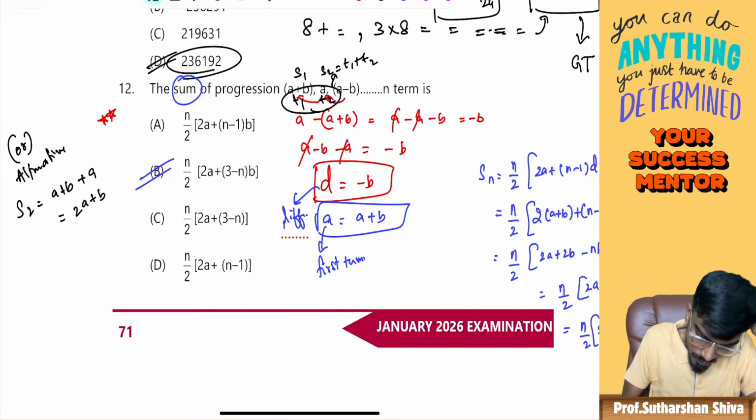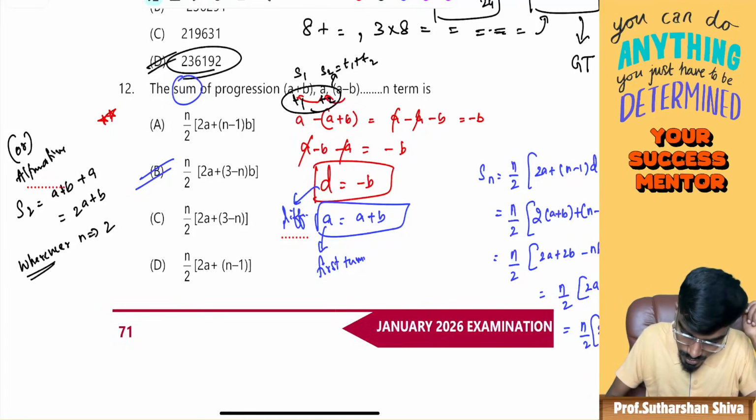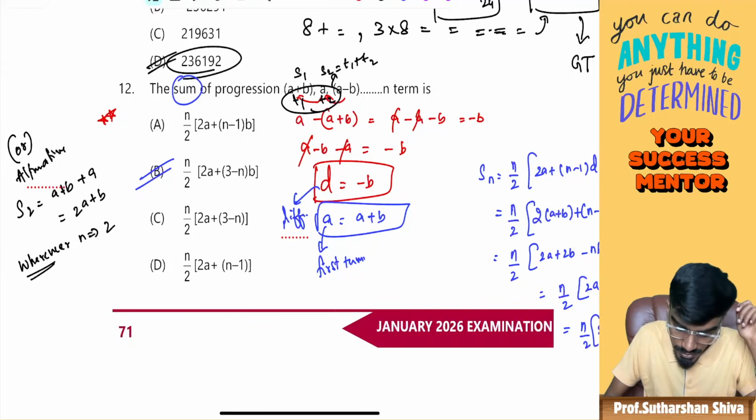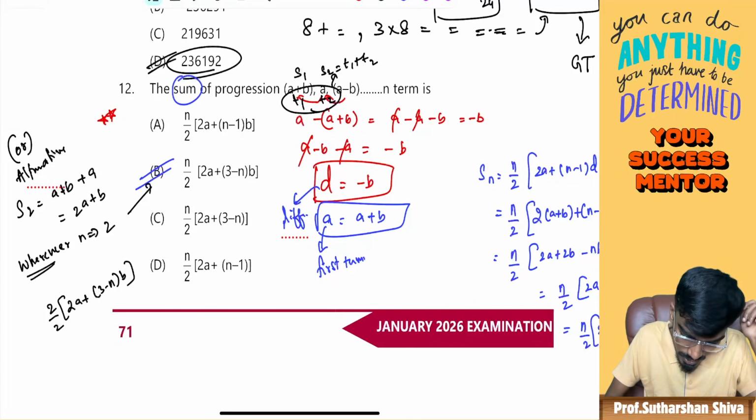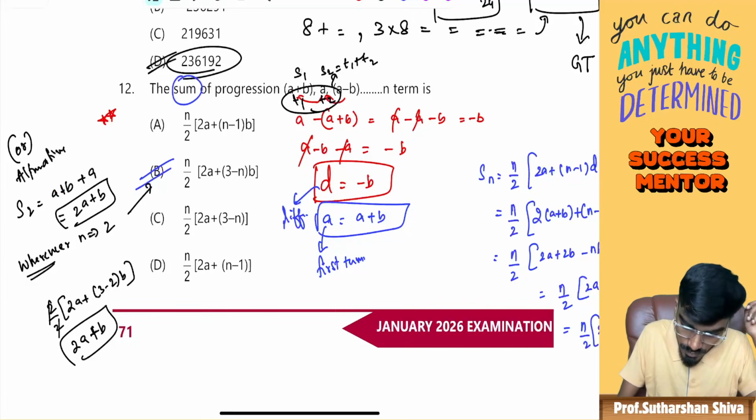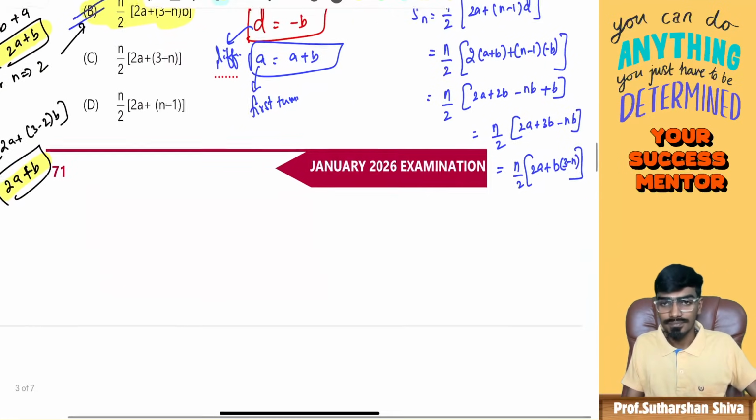Correct. So wherever n is there in the option, I need to substitute 2. Suppose I substitute in option B: 2 by 2 into 2A plus 3 minus n into B, the 2 gets cancelled. You will be getting 2A, n is there, so 3 minus 2, 2A plus B. Both the answers are correct, so we'll be choosing option B as our answer.